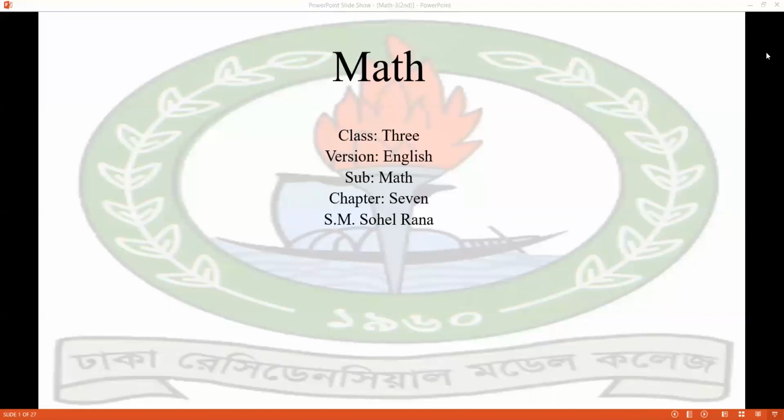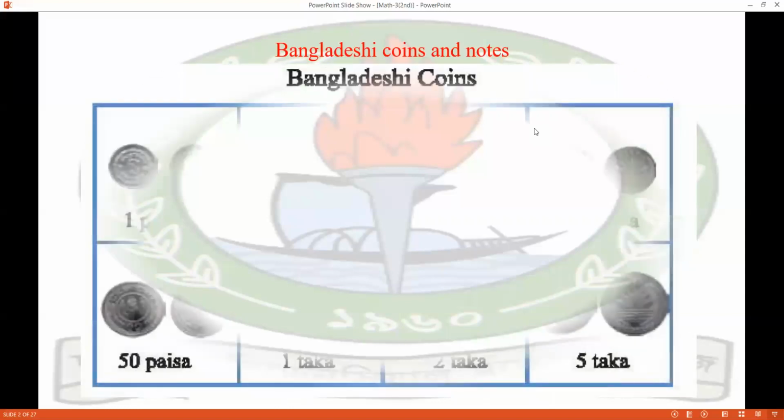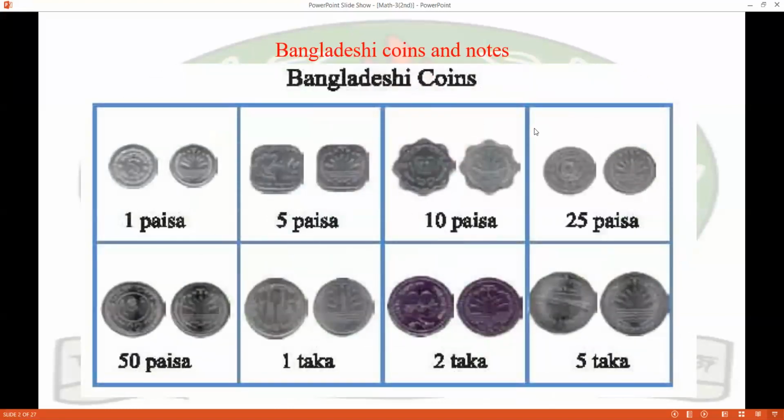So let's go. Today in our class we will discuss chapter 7. It's about Bangladeshi coins. This is the Bangladeshi coin. The first one is the 1 paisa coin. This is not in use today.